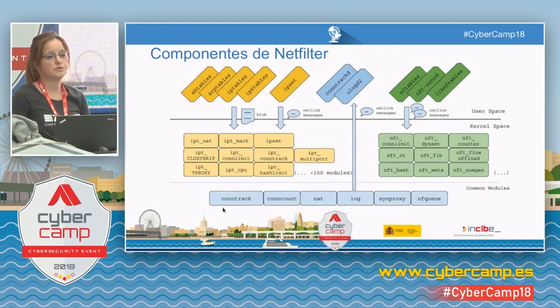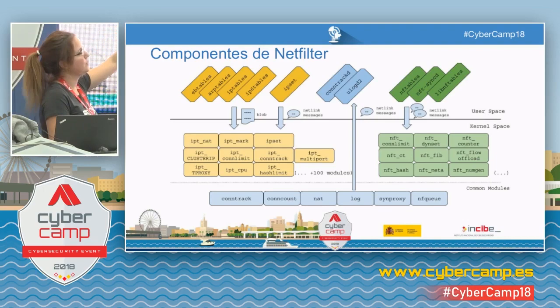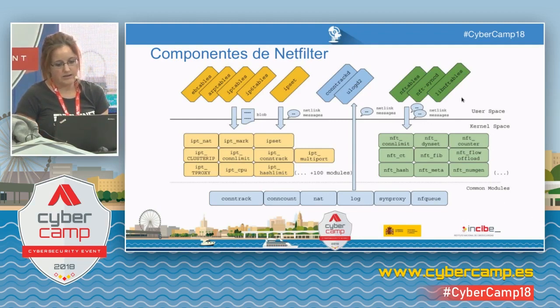So where both infrastructures are used, where is that? Well, in the connection counter, in the NAT infrastructure, the logging system, that's common as well, SYNPROXY, NFQUEUE, different examples then. And I just want you to understand that within the kernel we have modules that are specific for nftables, and also part of the infrastructure that's shared.